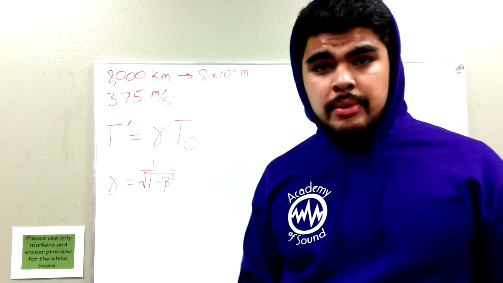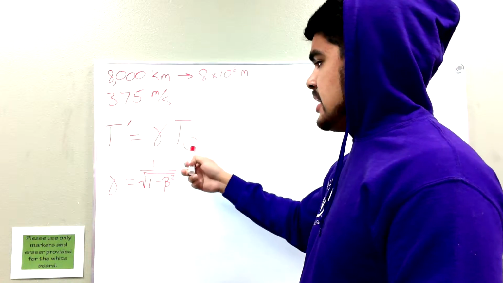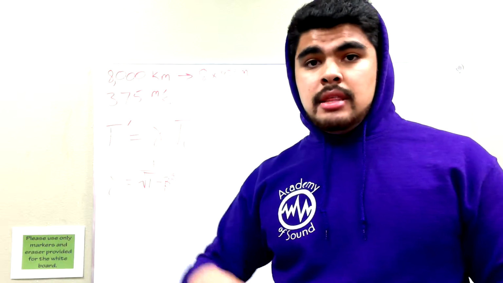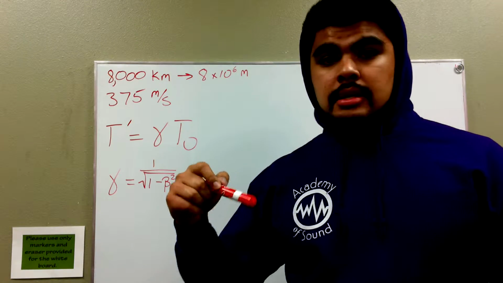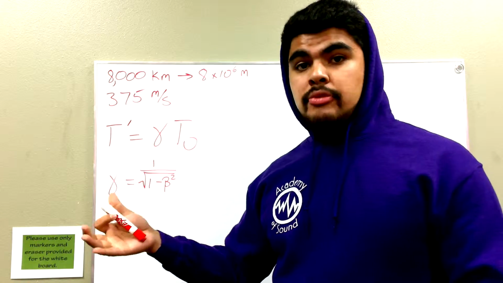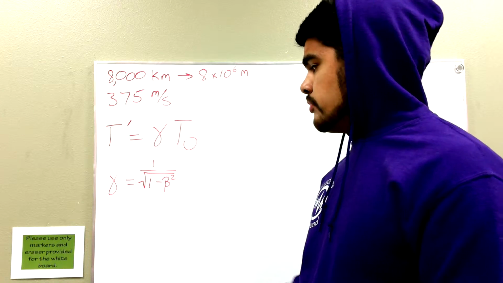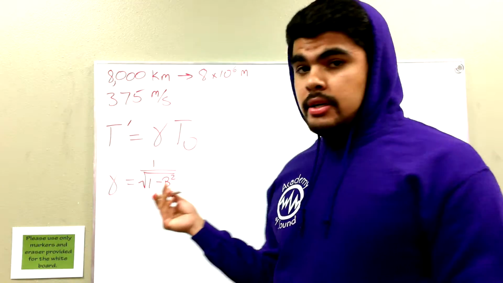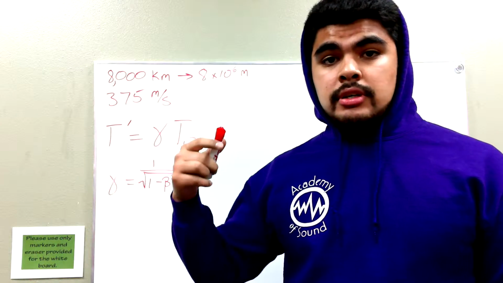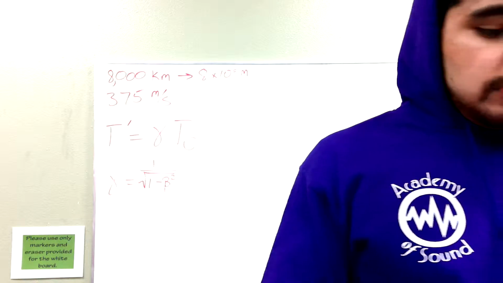So the equation that we want is T prime is equal to gamma T naught, where T prime is the time in the moving frame, and T naught is the time in the proper frame, or the non-moving frame. Here, gamma is equal to 1 over the square root of 1 minus beta squared, and beta here is just the velocity over the speed of light. So let's kind of start working through it.